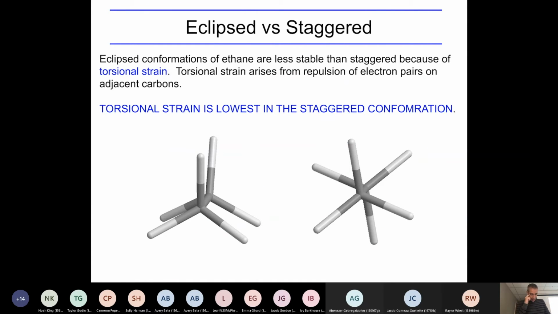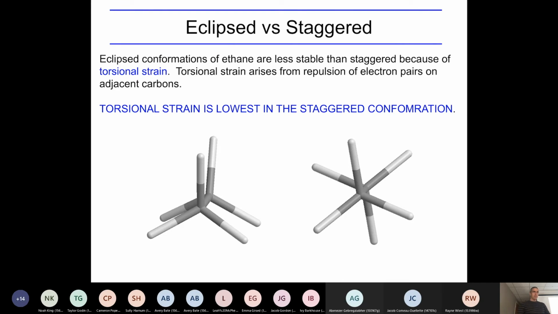Okay, why is this the case? Well, there are various types of strain that can exist in a molecule. We're going to discuss 3 of these. And one of these is called torsional strain. And this is the strain that we give to describe what happens in a molecule like ethane.